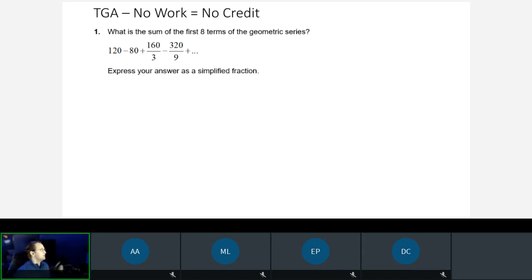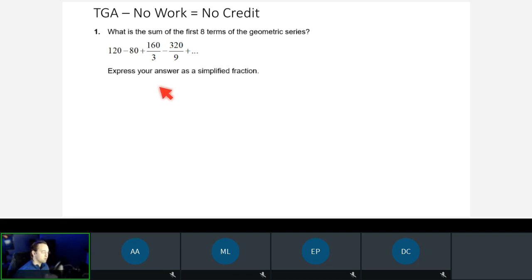Okay, your TGA. This might be the most straightforward TGA you've ever had in your life in this class. All right, so the first one asks, what is the sum of the first 8 terms of this geometric series? Express your answer as a simplified fraction. Easy. No work, no credit. I expect you to have a setup.